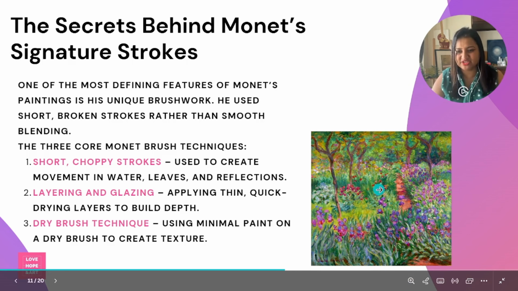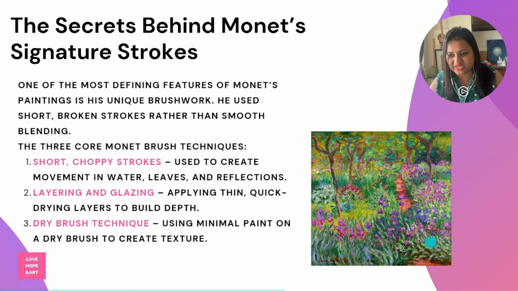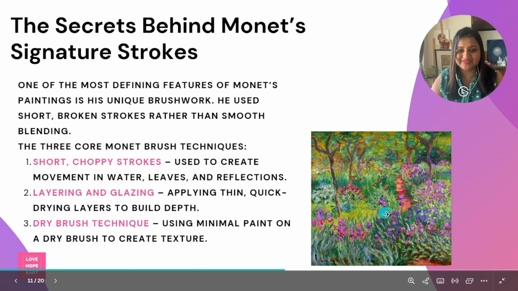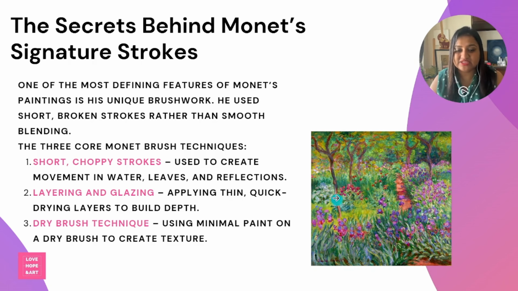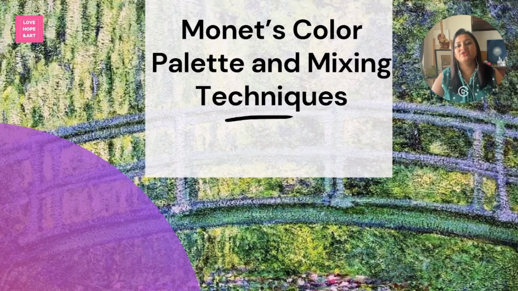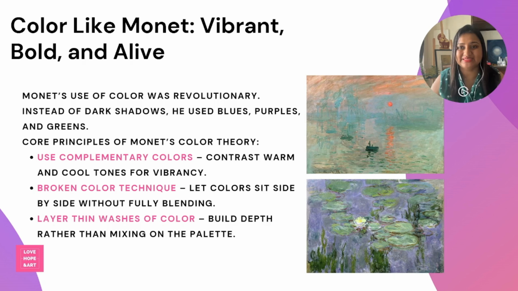So beautifully you can see the short strokes in this painting. Then he did layering and glazing. He applied thick, quick-drying layers to build depth. Then the dry brush technique. He used minimal paint on a dry brush to create textures. His painting style was very fast, to capture fleeting scenes. So these were some of the techniques that he used. Going on to Monet's color palette and mixing techniques.